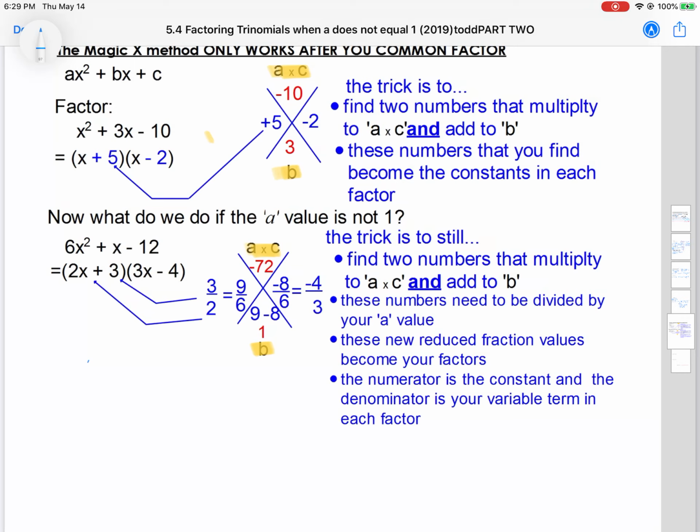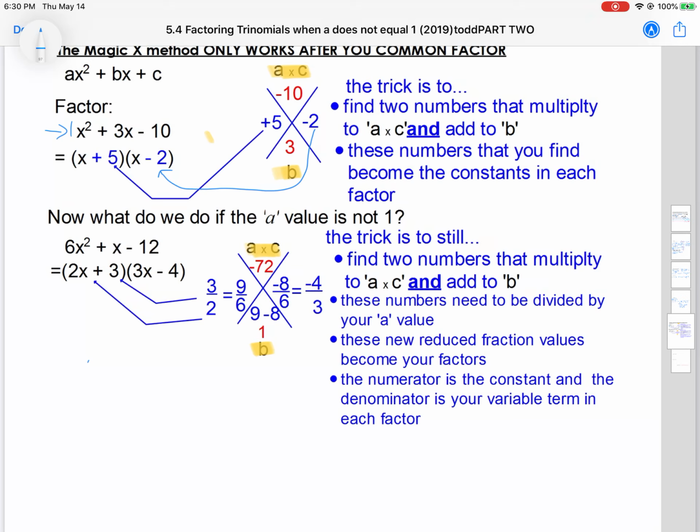So when you do a Magic X, this one is one of the ones you can use Magic X for. So A times C is -10 because the A here is 1. So we're looking for two numbers that multiply to -10 and add to 3. So +5 and -2. Now those numbers become the numbers inside the brackets. But we're really focusing now on what if the A value is not 1.